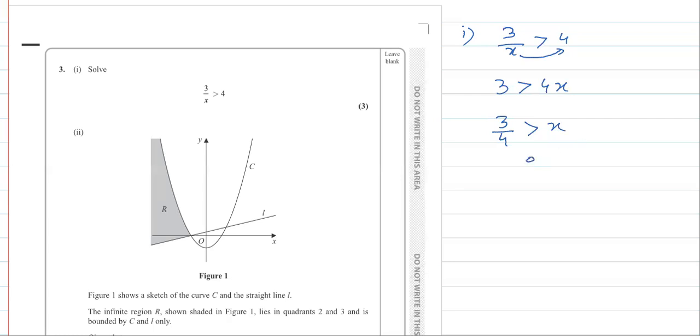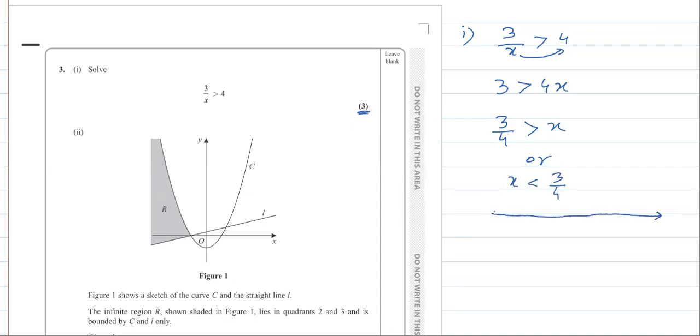Or in other words, you can write it in this way also. X is less than 3 over 4. 3 over 4 greater than x, or x less than 3 over 4. And then you can show that solution also. It's actually 3 marks. So it's better to show this solution also on the number line.